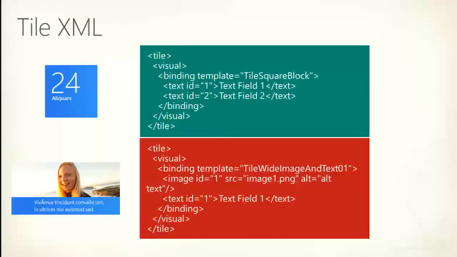How does it work? Just XML. So this XML here, basically the key part is this binding template. And in my slides, and the references at the end, there's actually links to all these articles that give you all the details of which one is specified. So basically it's an enum, and you specify the string of what you want. In this case, it's tile square block, and it gives us a big string and a small string. The one below, tile wide image and text 01, has an image and a text. So that's all you have to do. Ultimately, you have to just create this XML somehow, read it from somewhere, and then assign it.